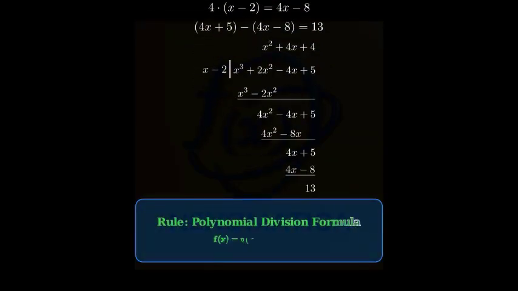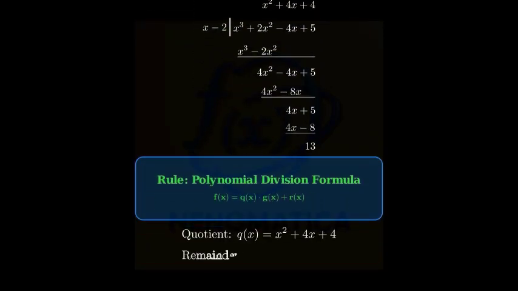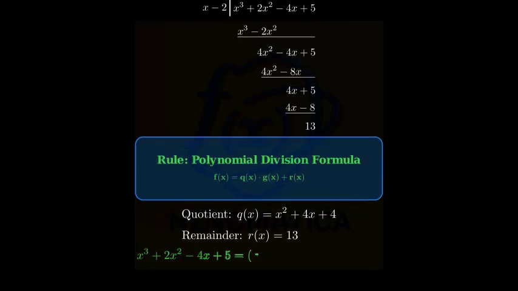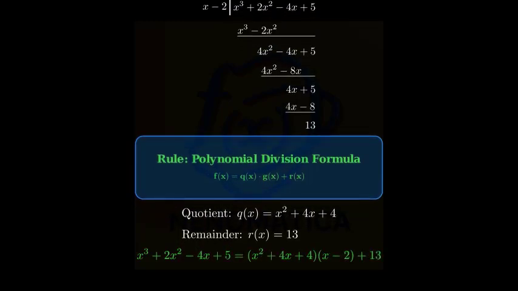Let's summarize our results. The quotient q of x equals x squared plus 4x plus 4, and the remainder r of x equals 13. So, according to our division formula, we can write f of x equals q of x times g of x plus r of x, which gives us x cubed plus 2x squared minus 4x plus 5 equals x squared plus 4x plus 4 times x minus 2 plus 13.